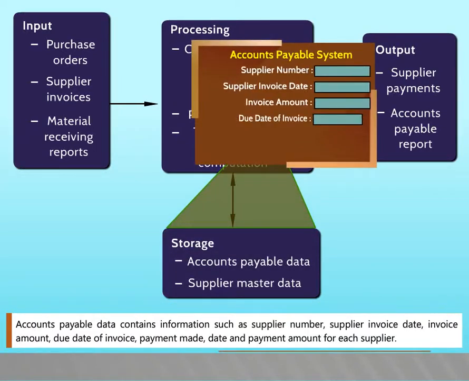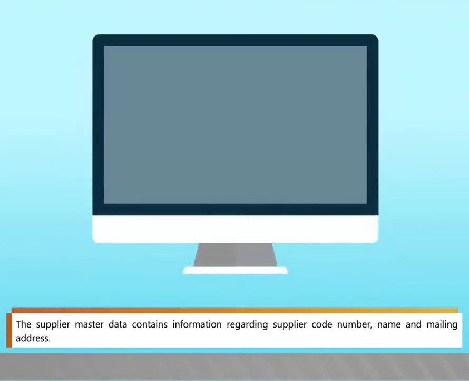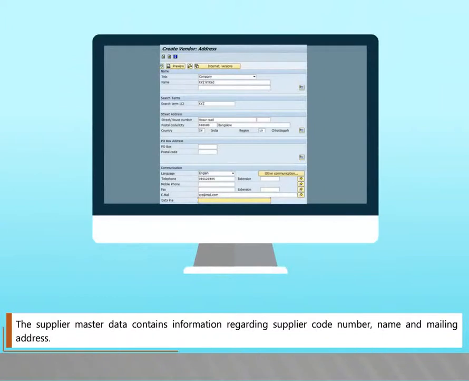Accounts payable data contains information such as supplier number, supplier invoice date, invoice amount, due date of invoice, payment made, date and payment amount for each supplier. The supplier master data contains information regarding supplier code number, name, and mailing address.